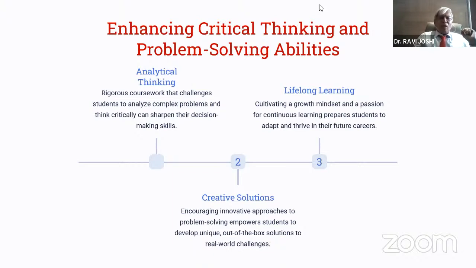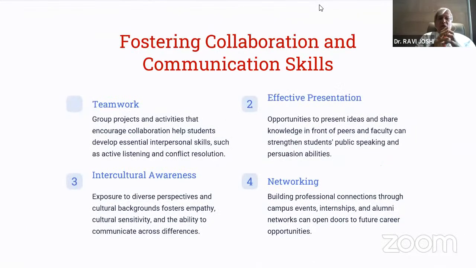The other day I was discussing with one faculty of political science. I asked him, how do you relate political science, sociology, and economics? I'm just giving this as an example. Unfortunately, that fellow was unable to answer this question. This type of question will develop critical solutions to problems in the real world. And obviously, cultivating a growth mindset and a passion for continuous learning, and preparing students to adapt and thrive in their future career. This is why we want vocational skills and skills in higher education, in university education.